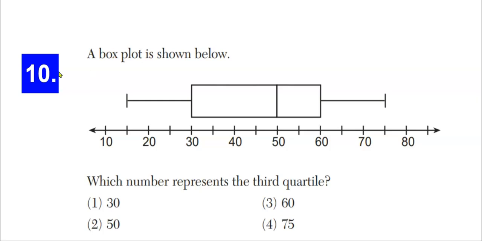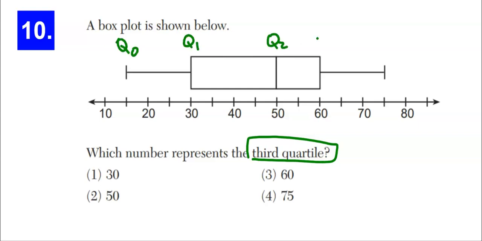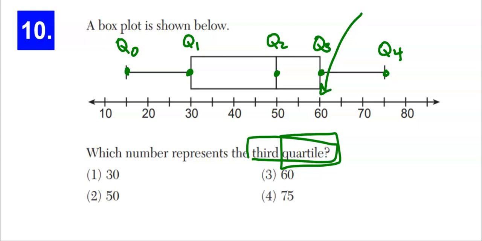Question number 10. This one contains a box plot, and it's asking you which number of these choices is the third quartile. Remember, a box plot is constructed from those 5 quartile numbers: Q0, Q1, Q2, Q3, and Q4. These 5 dots are how a box plot is created. And it always starts with 0 and ends with 4 because it's a quartile. So the third quartile is the far right side of the box. So we found our answer at 60.